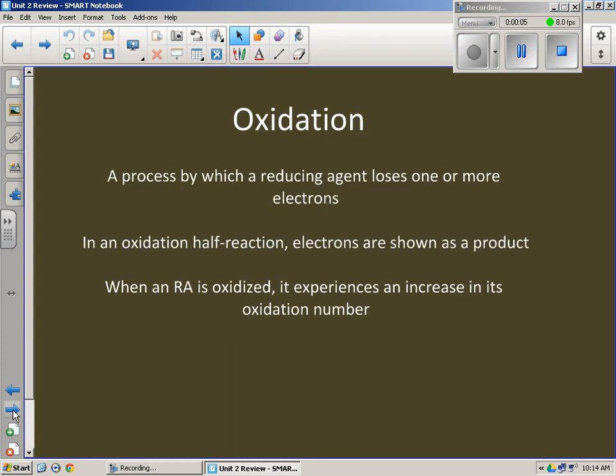Here we go. Oxidation. Don't forget, oxidation is a process by which a reducing agent loses one or more electrons. So oxidation is losing electrons. In an oxidation half reaction, electrons are shown as the product, so don't forget that. And an RA is oxidized, experiencing an increase in oxidation number.